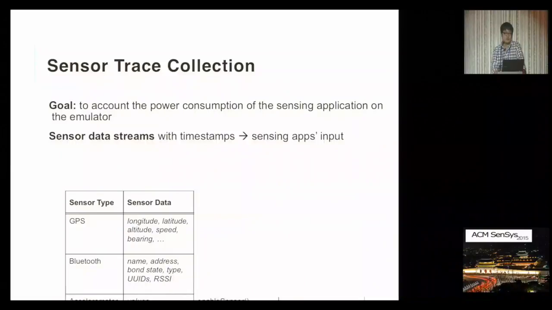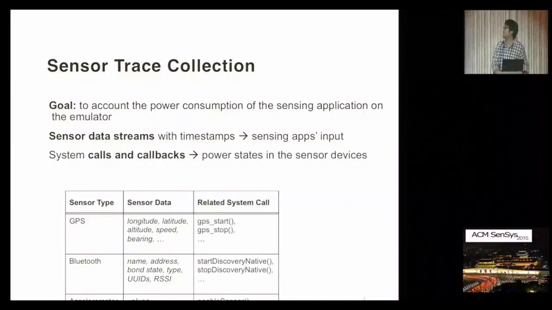Is it enough? For the ordinary emulation, maybe yes. But for the power emulation, we need 2 more types of sensor information. First, it's sensor device-related system calls. They are needed to reproduce the power states in the sensor device. For example, the time to activate the GPS largely depends on whether a user was outside or inside.